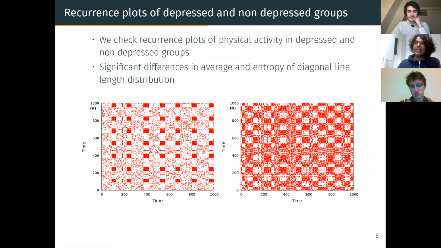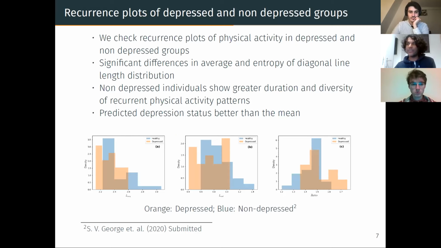Indeed, we find significant differences in at least two of the quantifiers, that is, the average and the entropy of the diagonal line length distribution. I'll show you these distributions across the healthy and the depressed group in the next plot. Over here, the orange is the depressed group and the blue is the healthy group. A is the average of the diagonal line length, the distribution over all healthy and all depressed people. The middle one, B, is the entropy. And the last is the ratio of the laminarity to determinism.